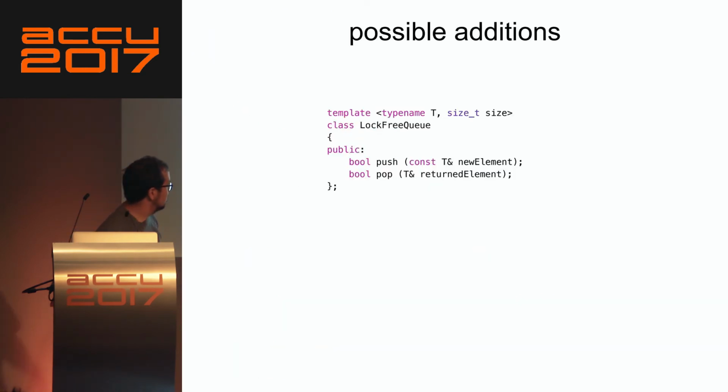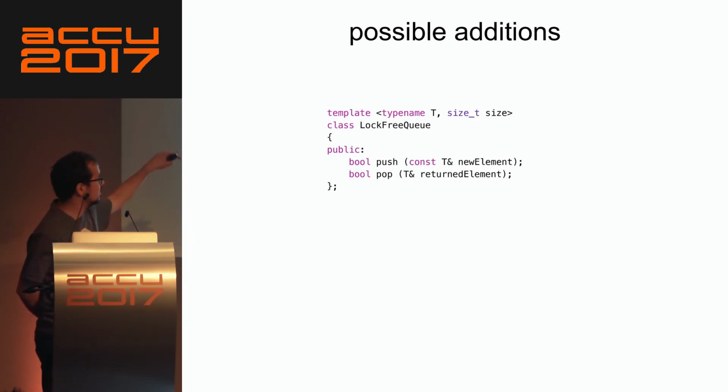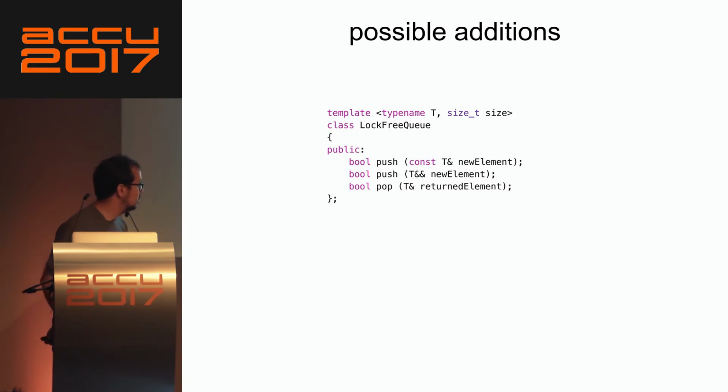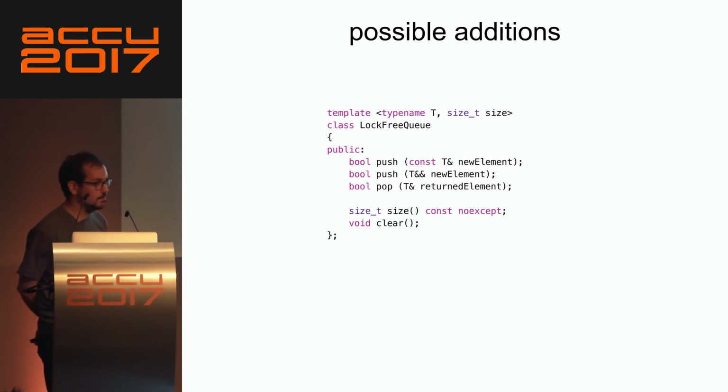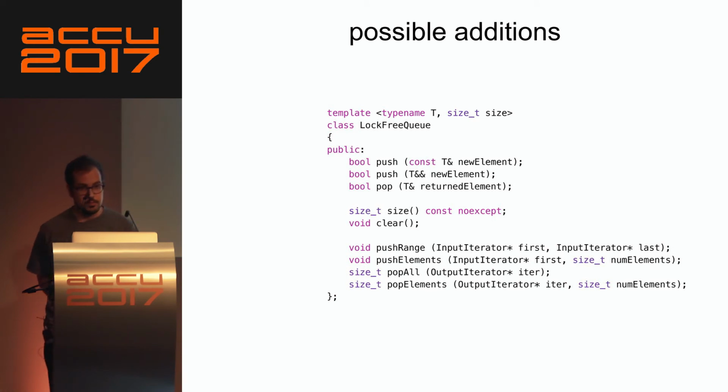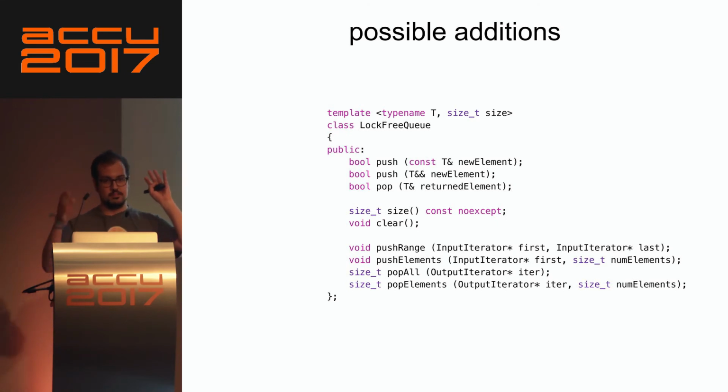So we now have just this interface here, and of course, if you're writing a library class, there are a lot of things that you can add. For example, you can add a push that takes an rvalue reference, so you don't have to copy it. You can add utility functions to it, like size and clear, like the usual container stuff. Another really useful addition is to push a whole range of elements, or to pop a whole range of elements. You get a pair of iterators, and you push the whole range into the queue. Or you can pop all the elements and put them into an output iterator.